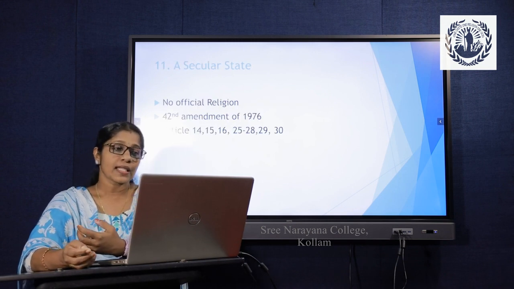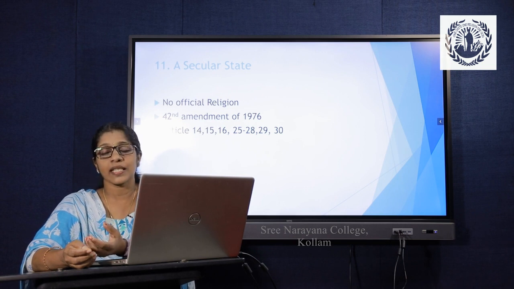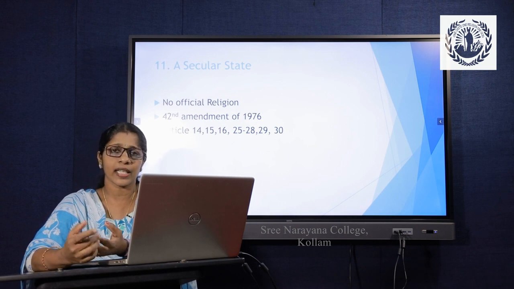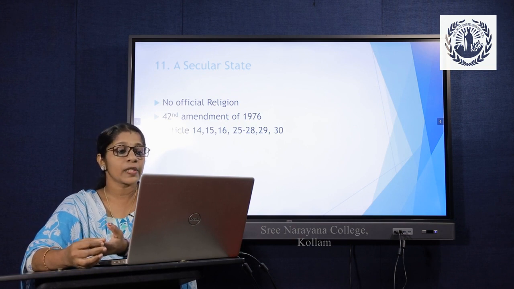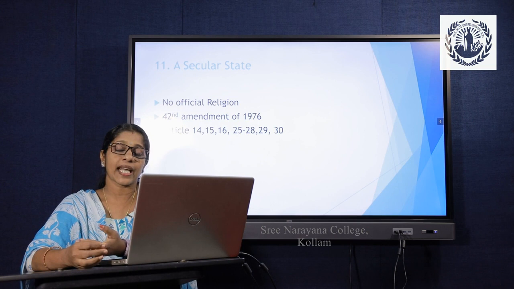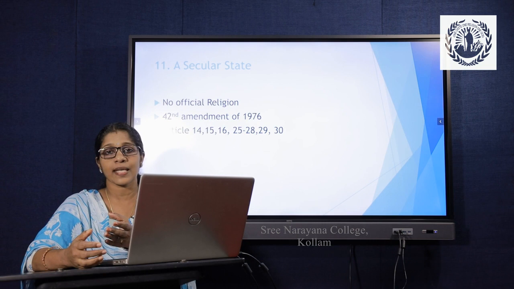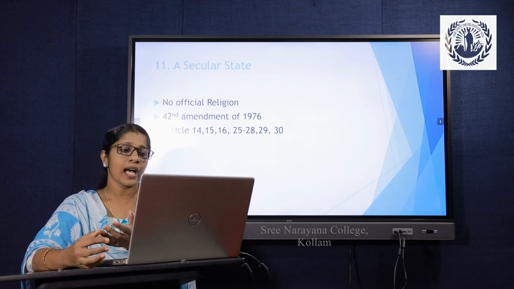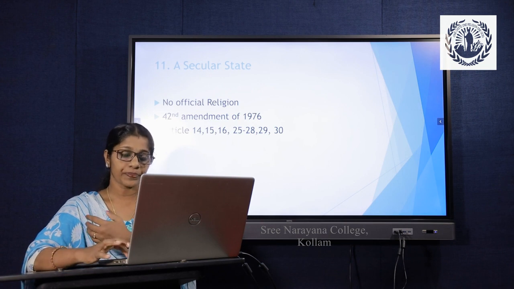Next is secular state. Secular means no official religion for our country, that is, equal consideration for all religions, no special privileges for any religion. And this term secular was added in our Constitution according to the 42nd Amendment Act of 1976. And there are various provisions for ensuring the secular character of our state, that is Articles 14, 15, 16 and 25 to 28, that is right to freedom of religion, 29, 30, etc.